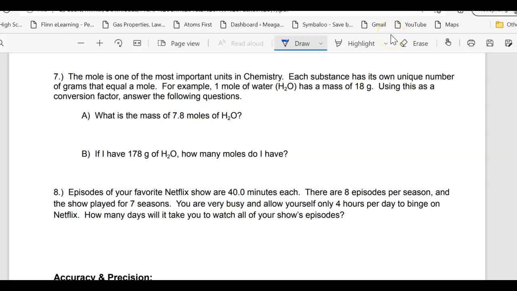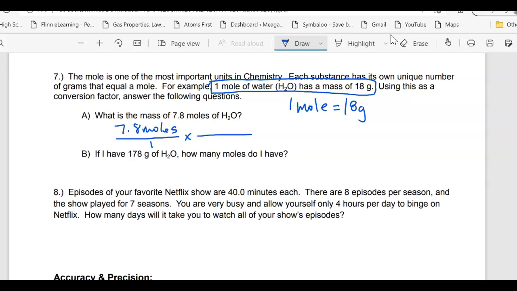What you're using is this idea right here. 1 mole of water has a mass of 18 grams. So that's your conversion factor. It's saying that 1 mole is equal to 18 grams. That's what you're using to set up your problem. So for example, in A, 7.8 moles over 1, you would put 1 mole down here and 18 grams on top. So it's just one step. You're just going from moles to grams.